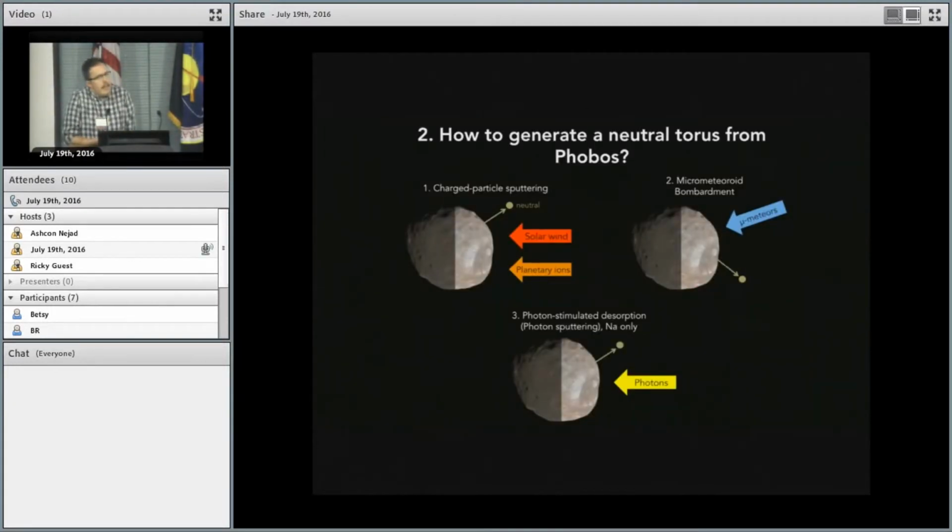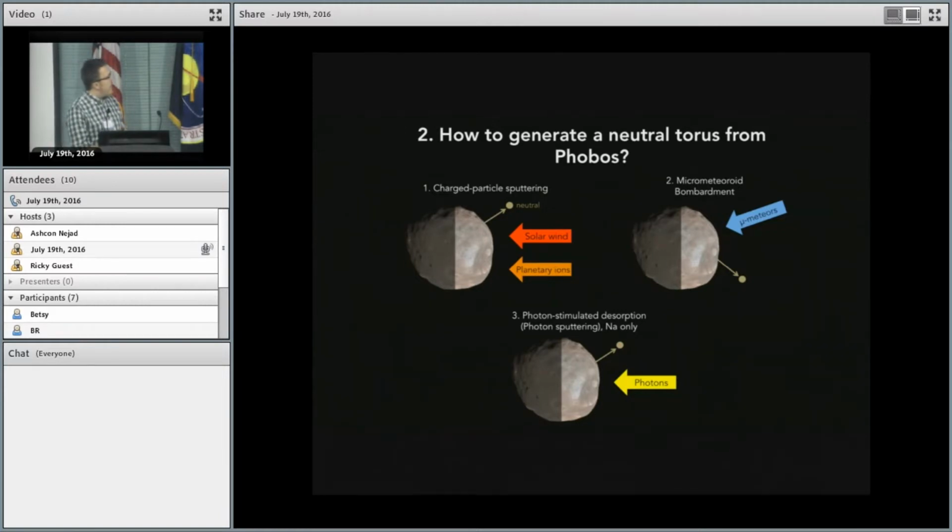So how do we generate a neutral torus from Phobos? There's actually a number of mechanisms, but I'll touch on three right here. The first is charged particle sputtering. We've heard about this just briefly from Micah. So you have solar wind and planetary ions that come in and impact the surface. They tend to have yields that span anywhere from about 10 to the minus 3. Planetary heavier ions, such as oxygen or carbon dioxide, can actually sputter at a yield of about unity. So these can be very efficient sputtering mechanisms.